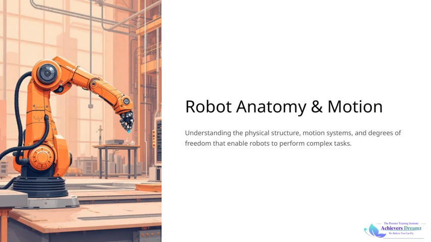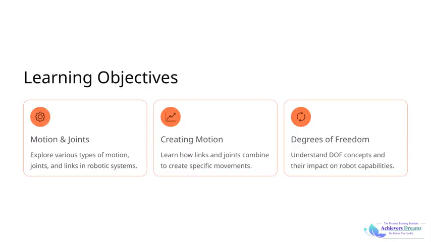So let's get started. Today, we're focusing on some key learning objectives that will deepen our understanding of robotic systems. First, we'll explore various types of motion, joints, and links, which are fundamental to how robots move and function. Understanding these components helps us see how different configurations enable different tasks. Next, we'll look at how links and joints combine to create specific movements. This is essentially how robots translate their design into action.